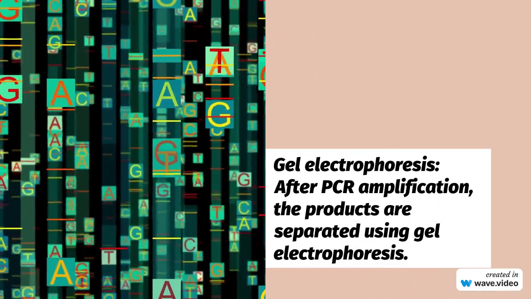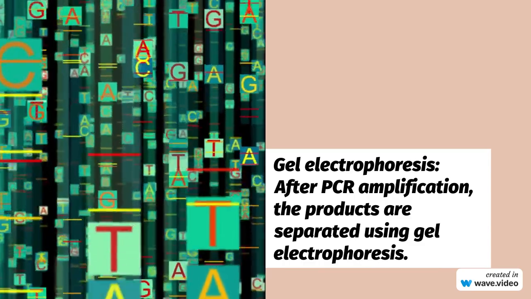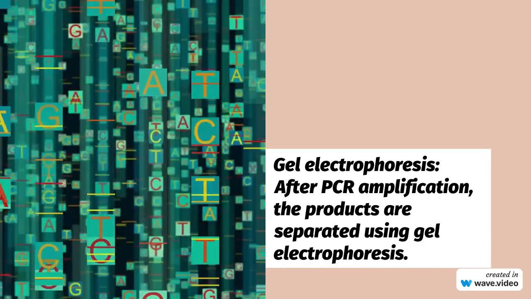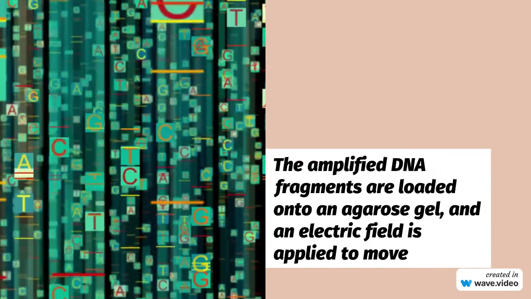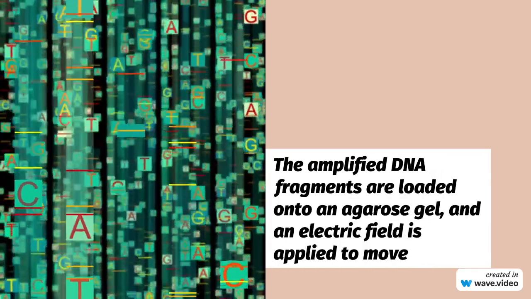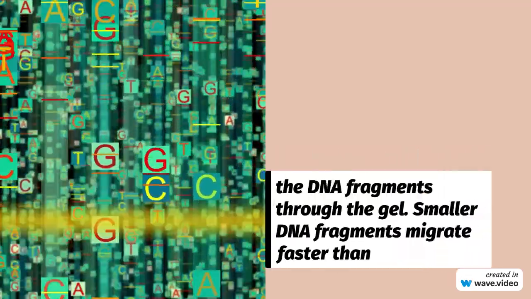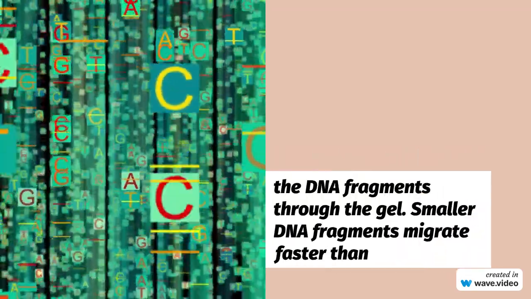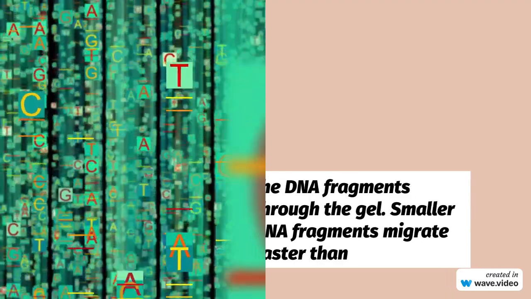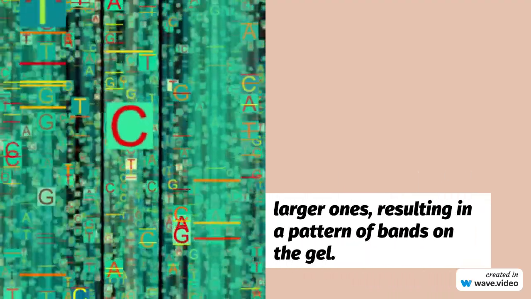Gel electrophoresis. After PCR amplification, the products are separated using gel electrophoresis. The amplified DNA fragments are loaded onto an agarose gel, and an electric field is applied to move the DNA fragments through the gel. Smaller DNA fragments migrate faster than larger ones, resulting in a pattern of bands on the gel.